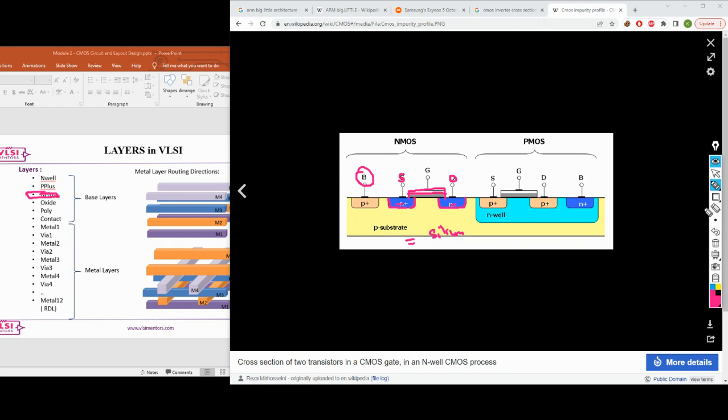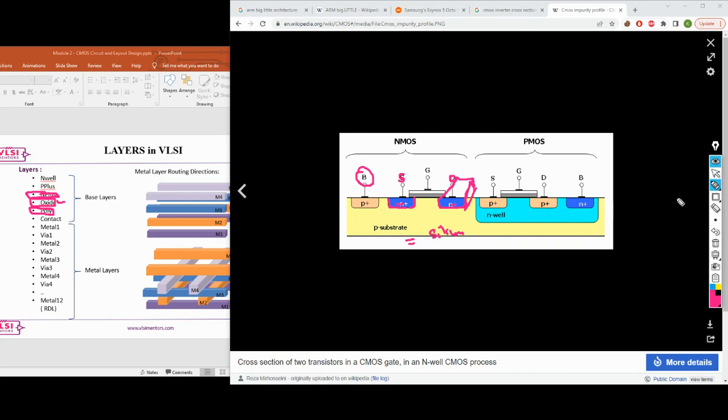Now your poly. Okay, and now there is something called width. If you try to imagine the 3D section of this, it is going to be the width, right? Now that width is really going to be called oxide. So that width is nothing but your oxide.